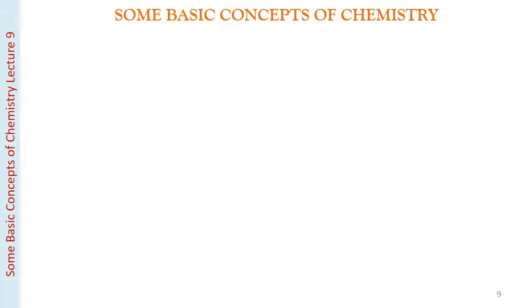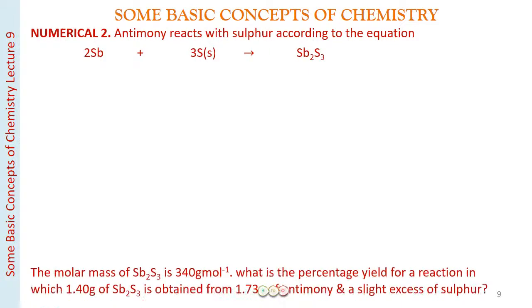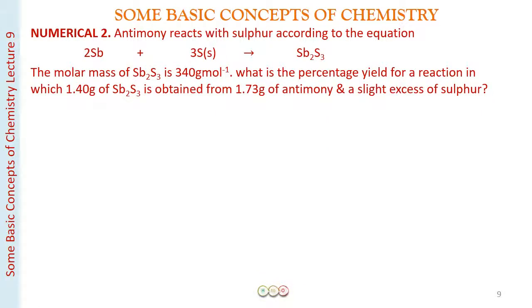So let us see another question. We have antimony reacting with sulfur according to the equation Sb plus S forming Sb2S3, which is antimony sulfide. The molar mass of Sb2S3 is given to us to be 340 grams per mole. And what is the percentage yield for a reaction in which 1.40 gram of Sb2S3 is obtained from 1.73 gram of antimony and a slight excess of sulfur? So the reaction is already given to you. You have excess of sulfur, so the limiting reactant is antimony.